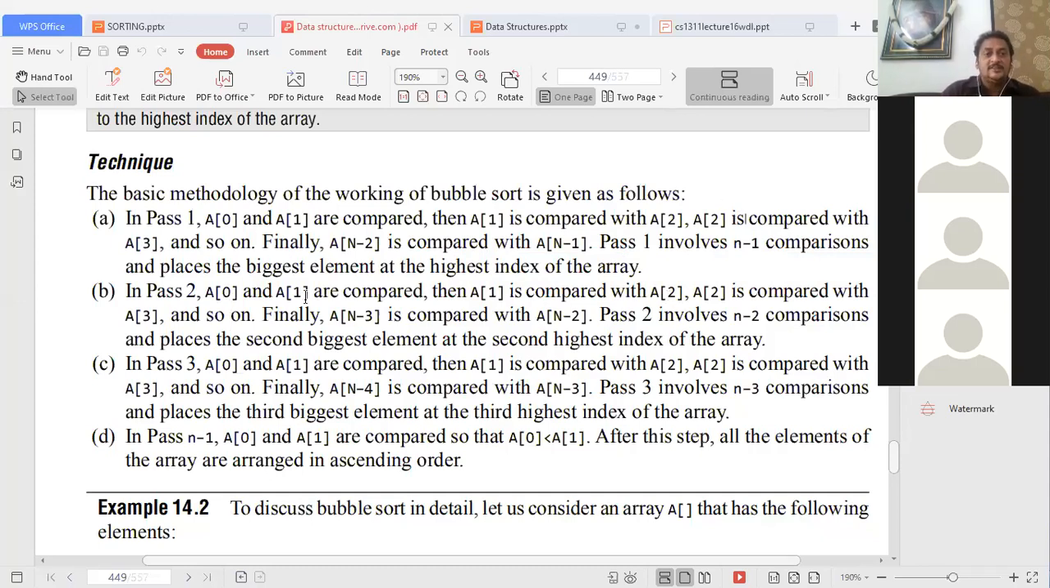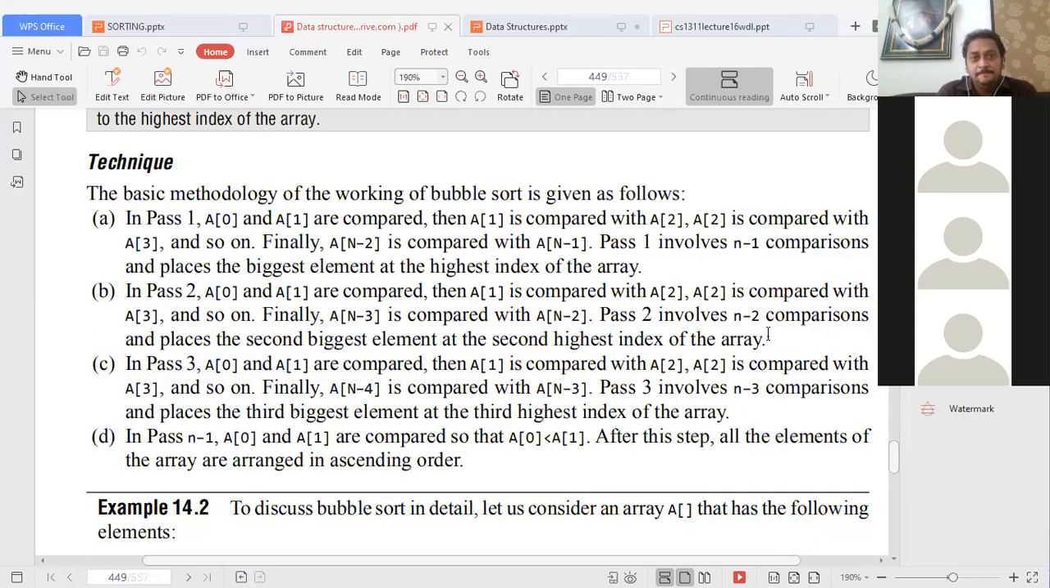Okay, then what happens in pass 2? A0 is once again compared with A1 and A1 is compared with A2, and so on till A(n-3) is compared with A(n-2). Why are we leaving A(n-1)? Because it is already compared and placed in the right position. So pass 2 involves n minus 2 comparisons. In the previous case it is n minus 1 comparisons. Now one element is reduced, so n minus 2 comparisons, and it places the second biggest element at the second highest index of the array. Is this clear?